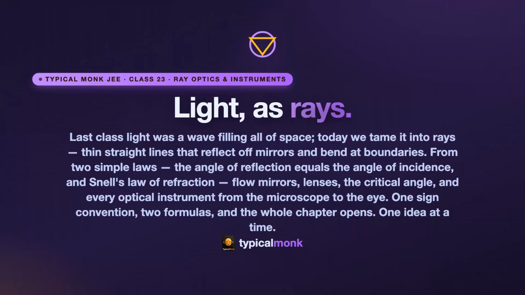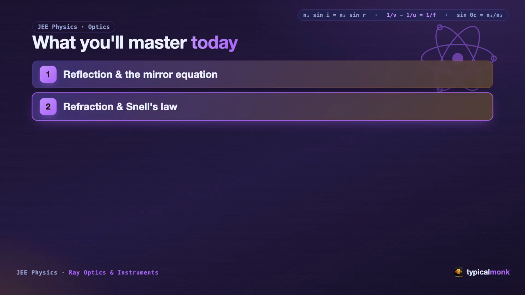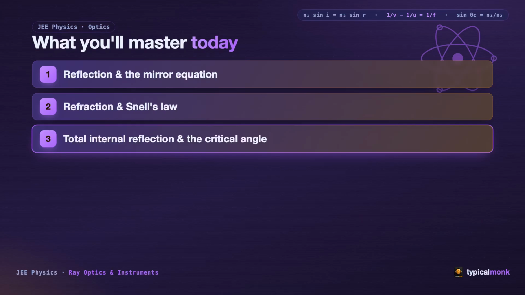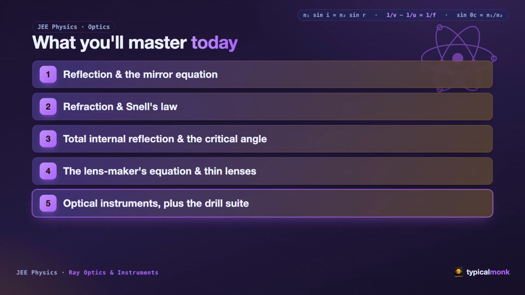One idea at a time. Here is what you will master today. First, reflection and the mirror equation. Second, refraction and Snell's law. Third, total internal reflection and the critical angle. Fourth, the lens maker's equation and thin lenses. And fifth, the optical instruments plus the drill suite. One idea at a time.